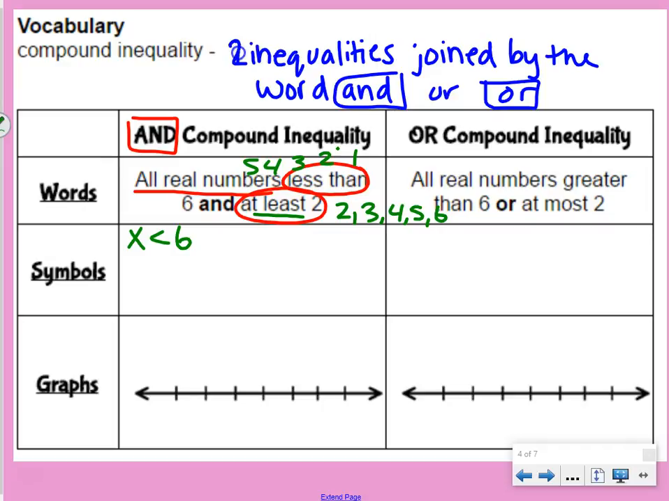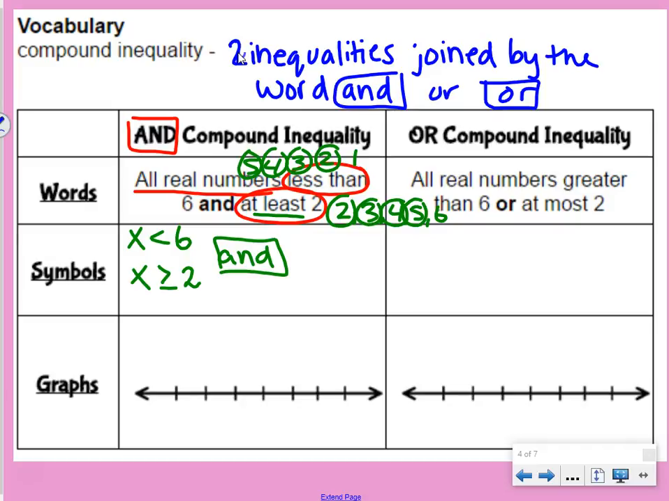So if you see, there are some overlapping numbers here. We have 2, 3, 4, 5. They overlap in there. So x could be greater than or equal to 2. And we would join these inequalities with the word "and". We would say x can be less than 6 and x can be greater than or equal to 2.